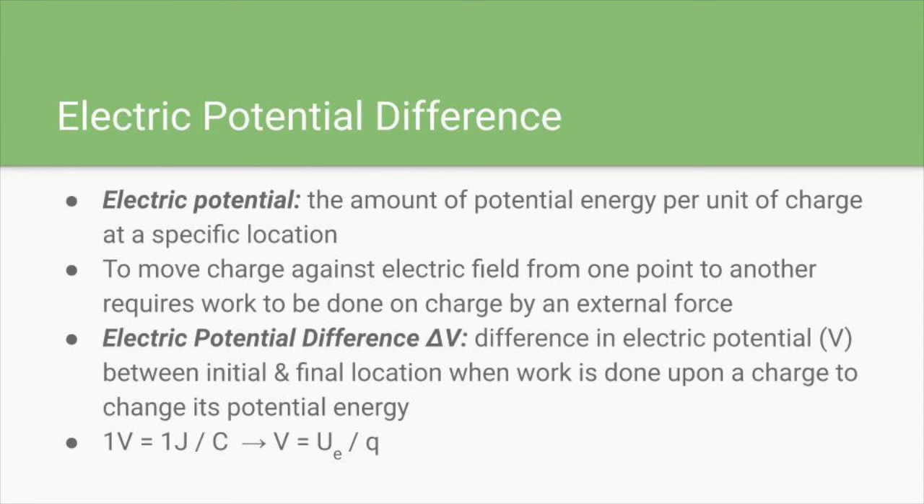We define electric potential difference as the difference in electric potential V between the final and initial location when work is done upon a charge to change its potential energy. So we think about 1 volt as 1 joule per coulomb, or we think about voltage as the electric potential energy per charge.